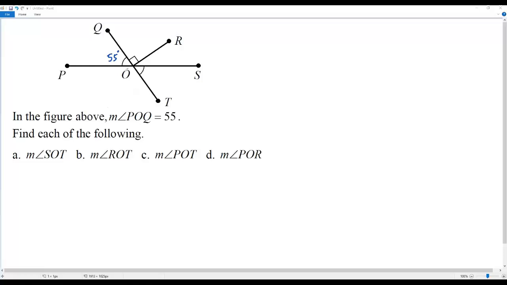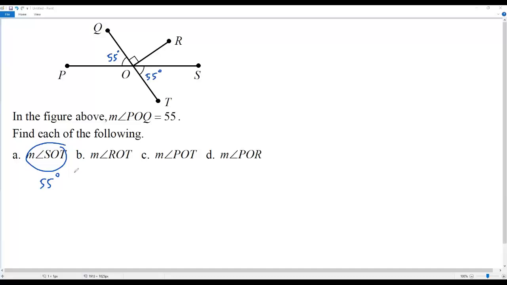Here, this angle measure over here and this angle measure over here are vertically opposite angles, and they must be equal in measure. So whatever angle measure we have over here, the same angle measure we have over here, that is 55 degrees. So the measure of angle SOT is 55 degrees. Now I got the angle measure SOT, that is 55 degrees.